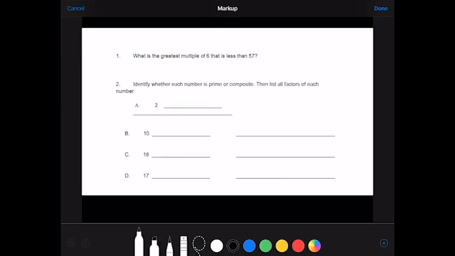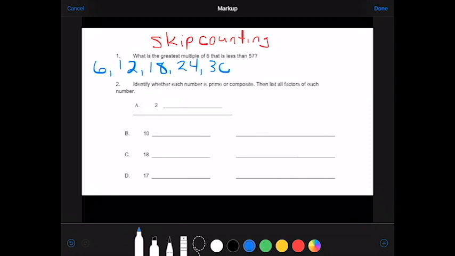So in this situation, the word multiple means skip counting. So let's write skip counting above the word multiple to help us remember. Then we can just start skip counting by sixes, because that's our number here, right? 6. So we go 6, 12, 18, 24, 30.